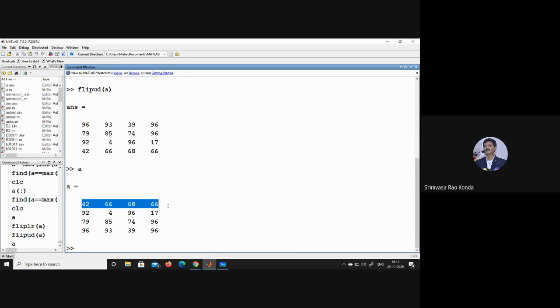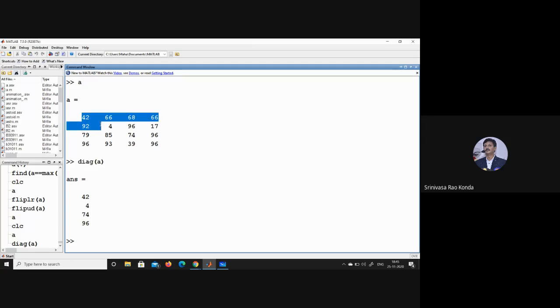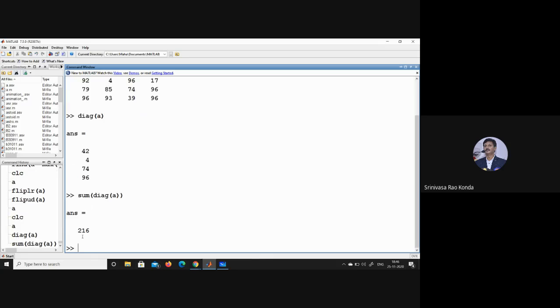What is one of the advantages of flip LR? Suppose I have a matrix A. If you give DIAG of A, I forgot to tell this command, DIAG of A will give the principal diagonal elements: 42, 4, 74, 96. The sum of DIAG of A is nothing but the trace of A. Am I correct? Sum of DIAG of A is the trace of A.